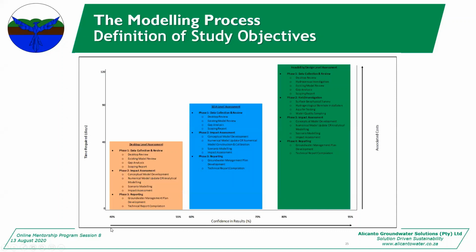Okay, and this is just an example of how your confidence in results impacts your costs and your time frames. I put together a rough scope of work for a desktop level assessment where you can get your confidence up to about 55%. Then your EIA levels going up to about 70%. And then feasibility or design level assessments where you go 80 to 95% confidence. You can see it increases time and cost associated.